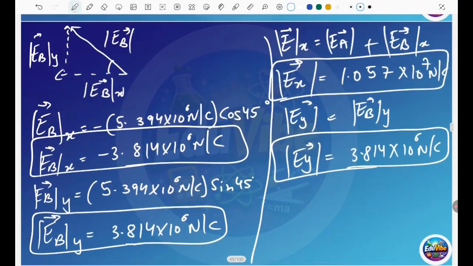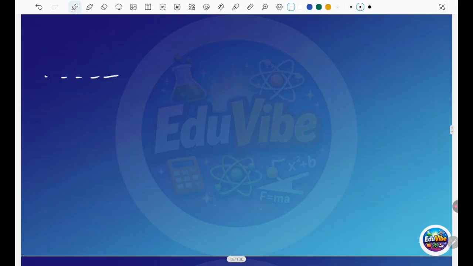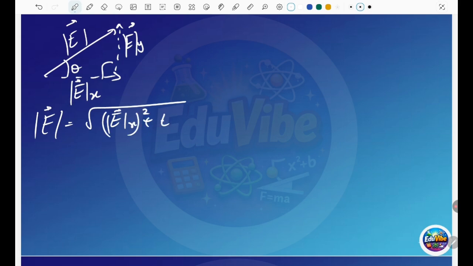So both you get in positive, so you take your respective directions. Your east direction is EX. This direction goes to EY, and this direction goes to E, which you have to find. This is the right angle and this is theta. To find this, EX squared plus EY squared.